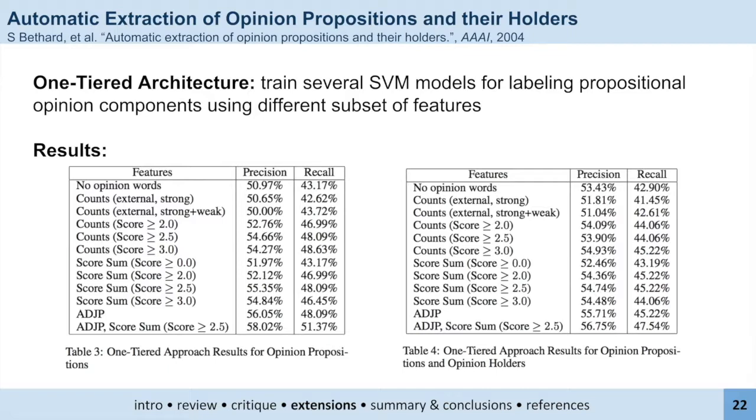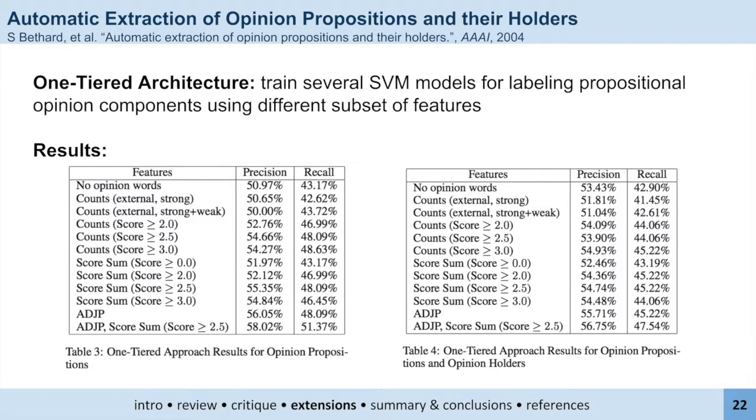The first one trains several SVM models for labeling propositional opinion components using different subsets of features. This approach is implemented using a one-tiered architecture that classifies each component of the syntactic parse tree of the sentence as either opinion proposition or null. Features include counts, which is the number of opinion-bearing words for each component, score sum, the sum of the opinion scores for each word in the component, and ADJP, a binary feature that indicates whether the component contains a complex adjective phrase as a child or not.